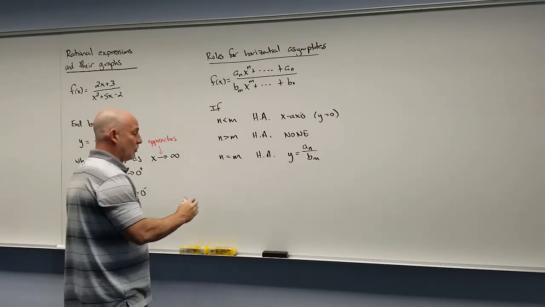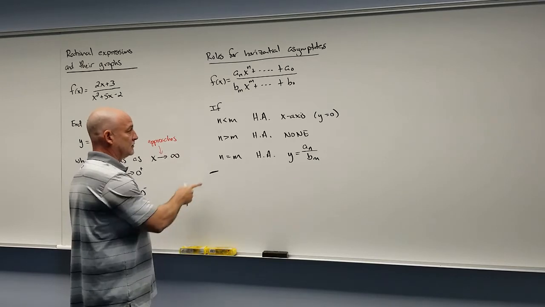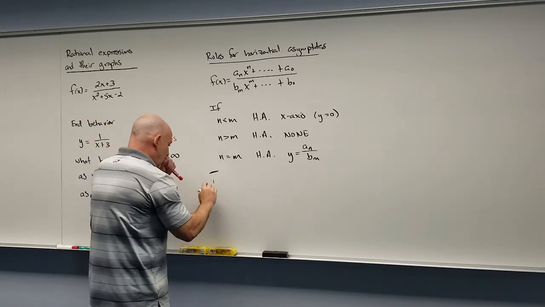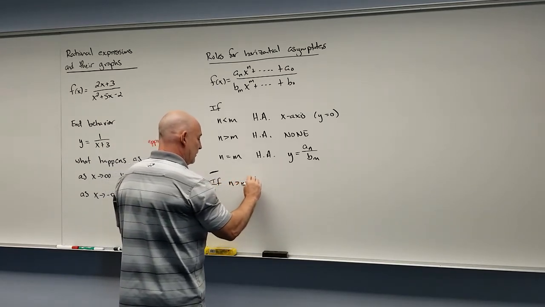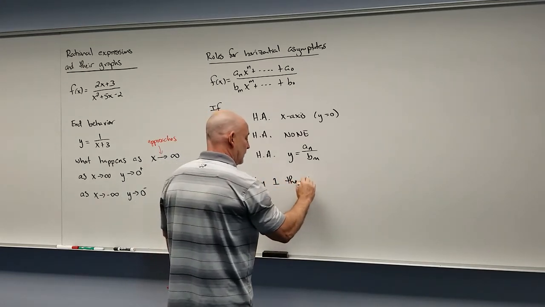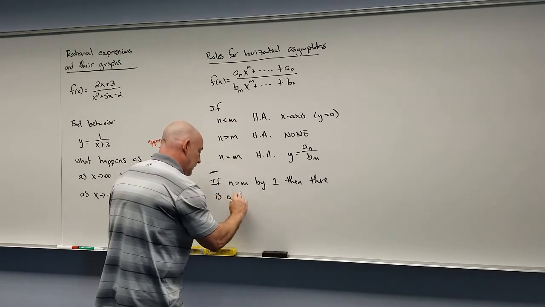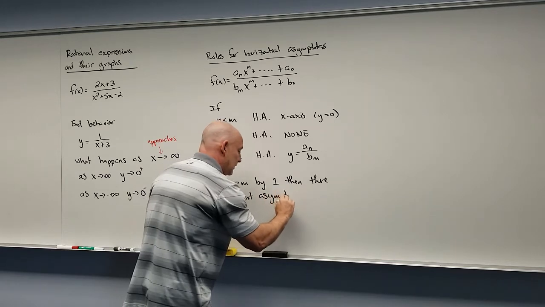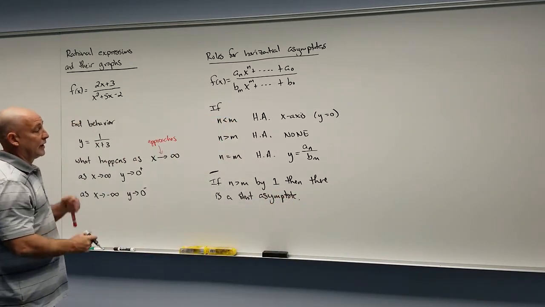However, there is one more case where you're like, it can't be. That's all the cases. Either it's less than, greater than, or equal. Well, if n is bigger than m by 1, then there is a slant asymptote. We'll get to a slant asymptote in a second to show how to find that.